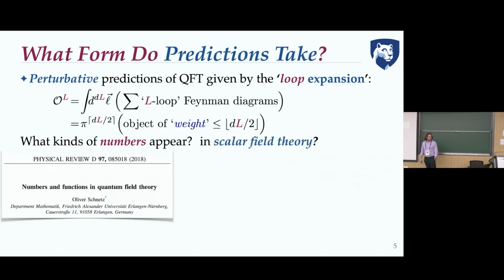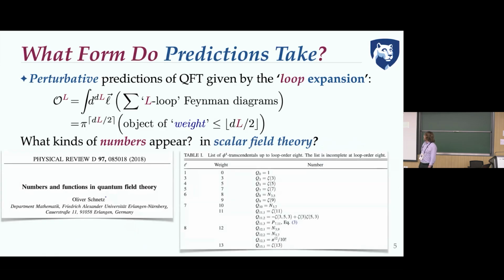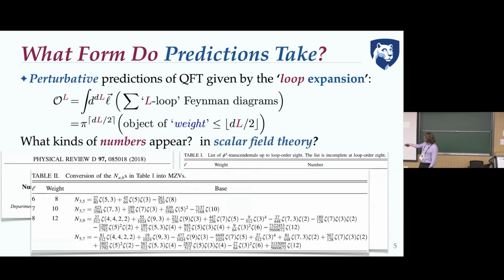But we can look around in other theories, say scalar phi-4 theory. And luckily, conveniently for me, there's a paper by Oliver Schnetz, which is numbers and functions in quantum field theory. What comes out of it? And you can just do a survey. And sure enough, you find zeta values. So zeta evaluated at various numbers, multi-zeta values, some unusual things like P77, which is some weird combination of stuff. But you'll notice, and importantly right here, there's a caveat. This list is incomplete at loop 8 order.